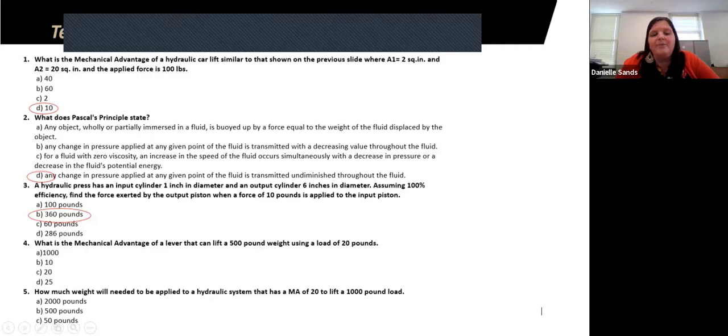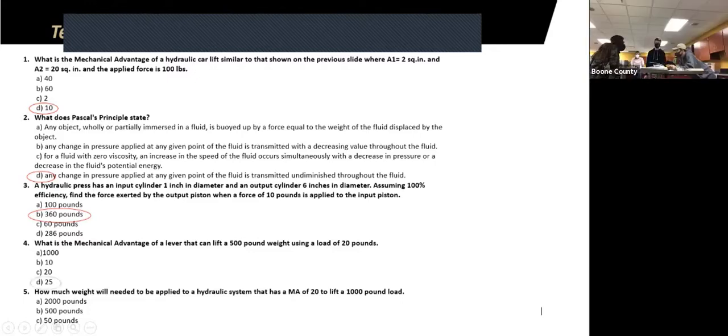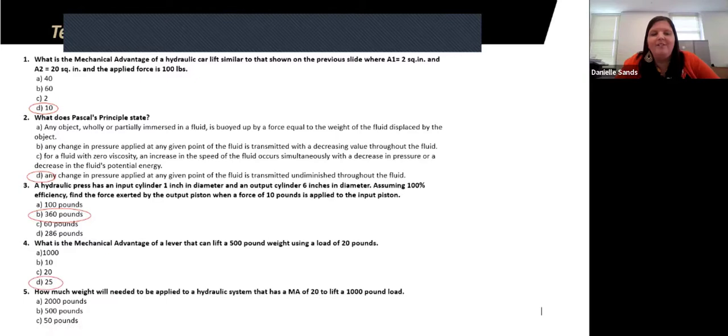So the next two, I promise you won't have trouble. What's the mechanical advantage of a lever that can lift a 500-pound weight using a load of 20 pounds? So 25. Yeah, you're right. Good job. And then how much weight will be needed to be applied to a hydraulic system that has a mechanical advantage of 20 to lift a 1,000 pound load?